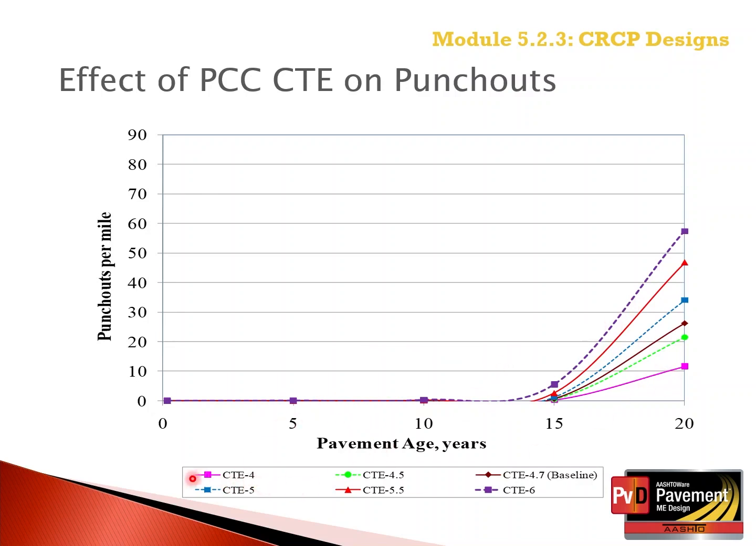So the purple is a coefficient of thermal expansion of 4, has the lowest. The green is a 4.5. The darker one is a 4.7. The blue dashed is 5. The red is 5.5, and then the purple or the dashed one is a coefficient of thermal expansion of 6. So it does have an impact on the punch outs that are predicted by the software.